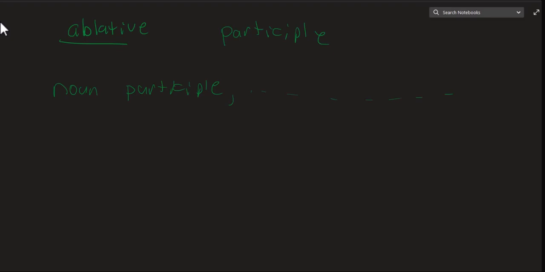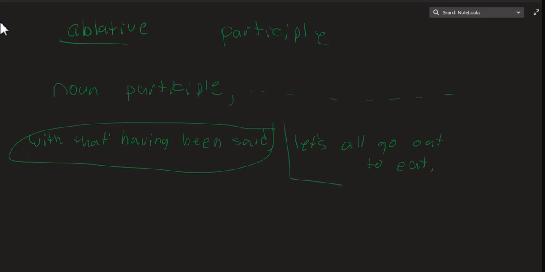In English, you'd have something like, "With that having been said, let's all go out to eat." So the first part, with that having been said, that's the absolute part. The rest of the sentence stands on its own. Let's all go out to eat. Okay, so what you'll be looking for in Latin is you'll be looking for things in the ablative case. In particular, you'll be looking for a participle.